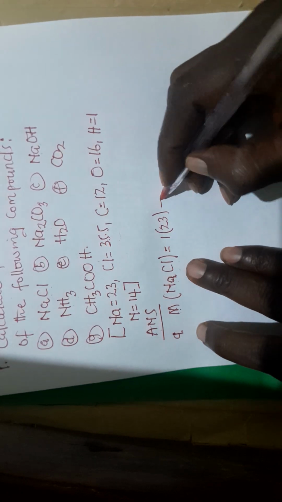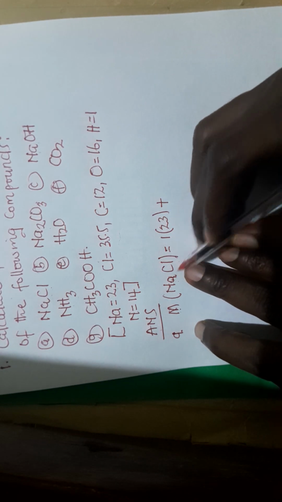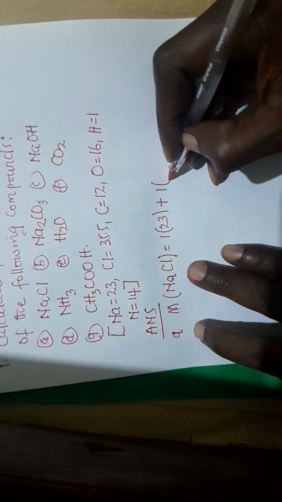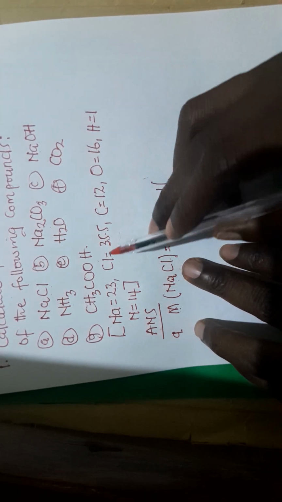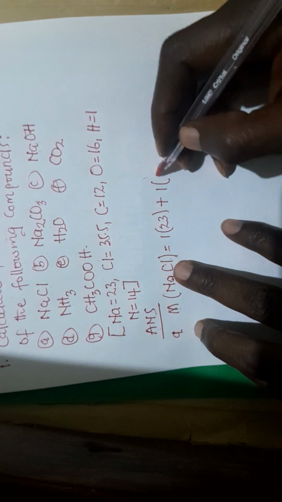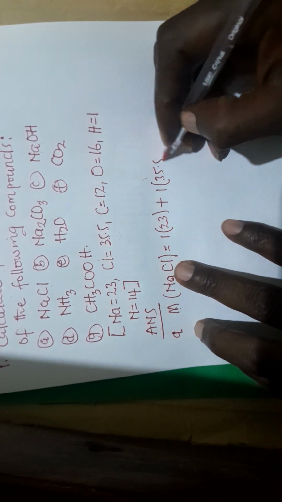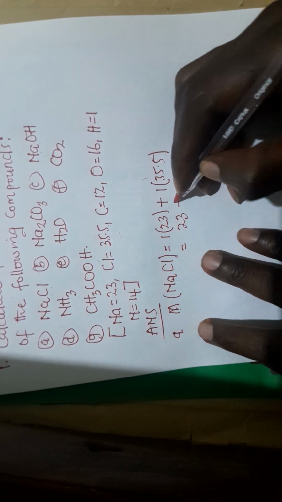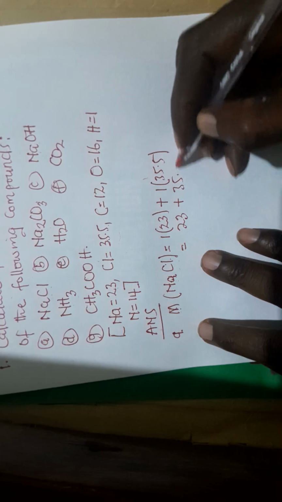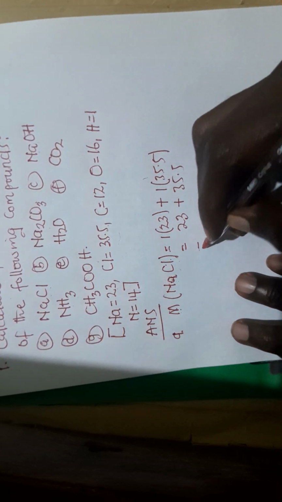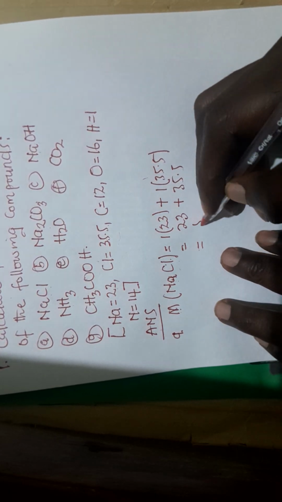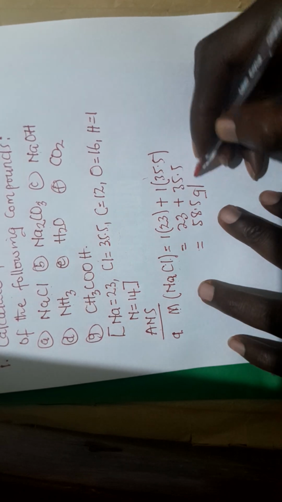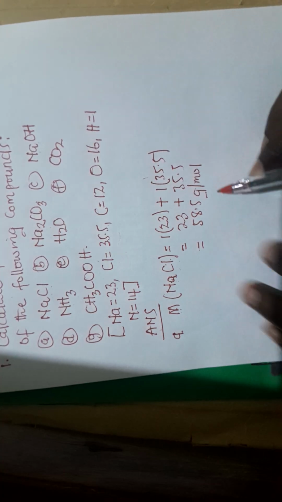Close it, plus you go to the next element. How many chlorine atoms are there here? Atomicity is 1. Multiply by its relative atomic mass. Chlorine's relative atomic mass is 35.5. Simplify that: 23 plus 35.5. What is the final answer? Computed, 58.5, and the unit of molar mass is simply grams per mole. That is the unit.